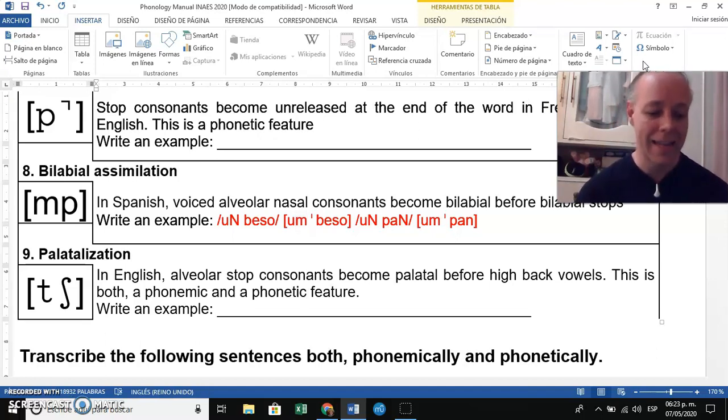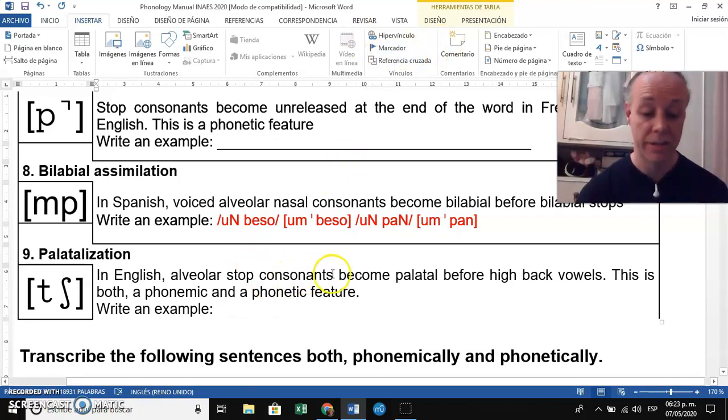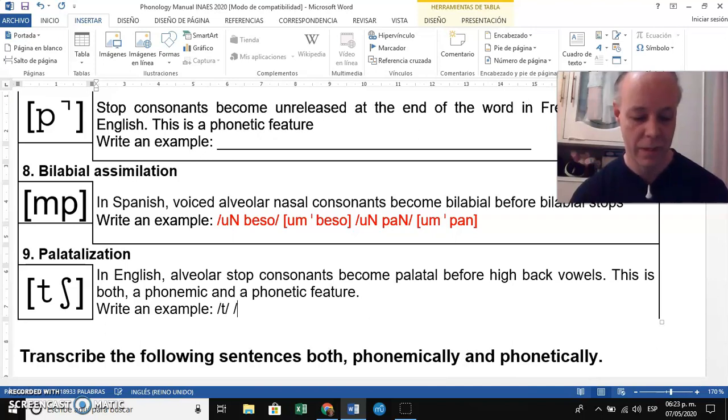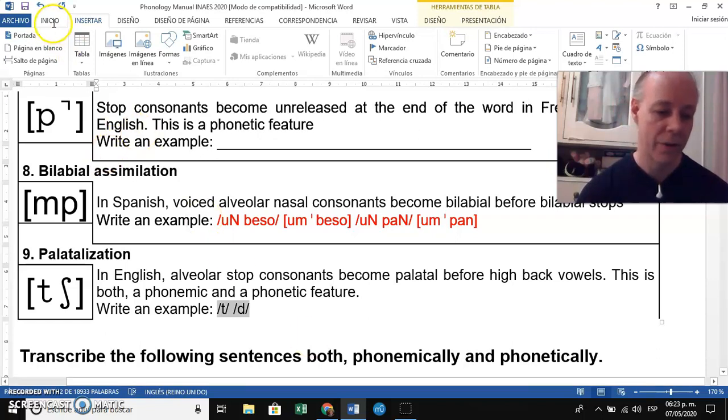Then we have palatalization, and this is the last one. Palatalization. You also know this feature, but you didn't know the name of it. So now you know the technical name. It says in English, alveolar stop consonants become palatal before high back vowels. And this is both a phonemic and a phonetic feature. Okay? It says alveolar stop consonants. Which are the alveolar stop consonants? This one and this one. Those are the two alveolar stop consonants.